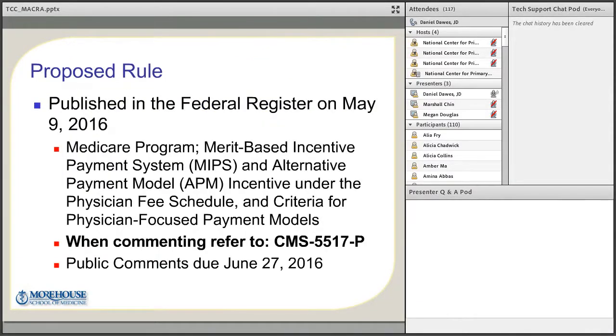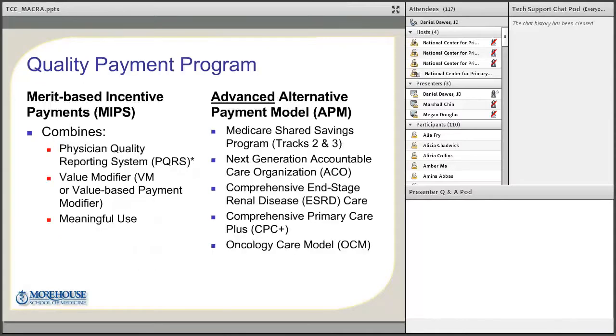So as you all know, we have the proposed rule now. We've been waiting for this, and it was published officially on May 9, 2016. It was released about a week or two before that on April 27. And we are urging you to provide comments, because I understand the folks at CMS are very interested in knowing how this law could either negatively or positively impact vulnerable populations. So very, very interested, and public comments are due June 27, 2016.